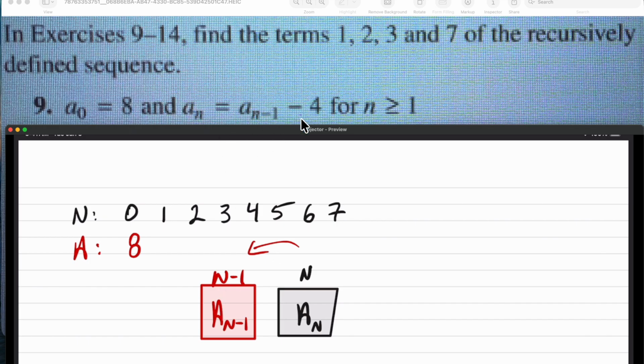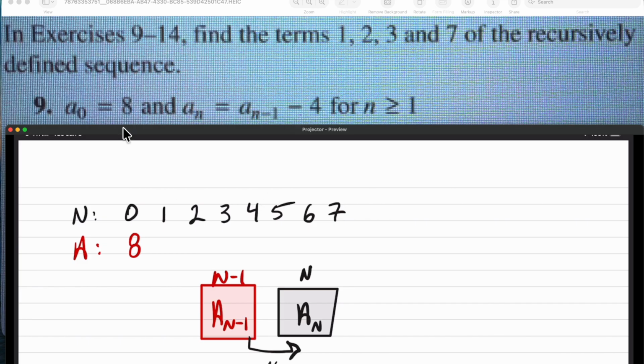What are they saying here? They're saying the value at n, that's this black box, equals the value at a sub n minus 1, that's the red box, minus 4. So they're telling you that that's your d value. To get from red to black, you have to subtract 4, like so. Okay, let's fill out our sequence and see if this is true.